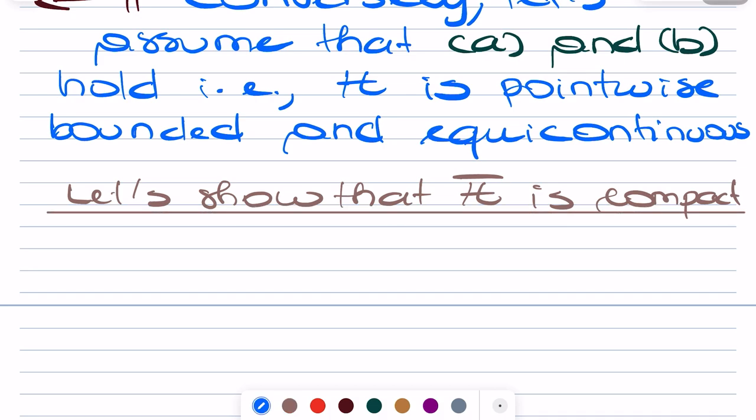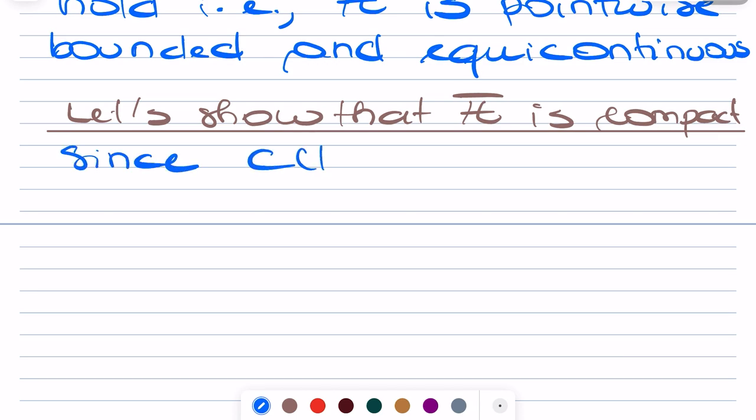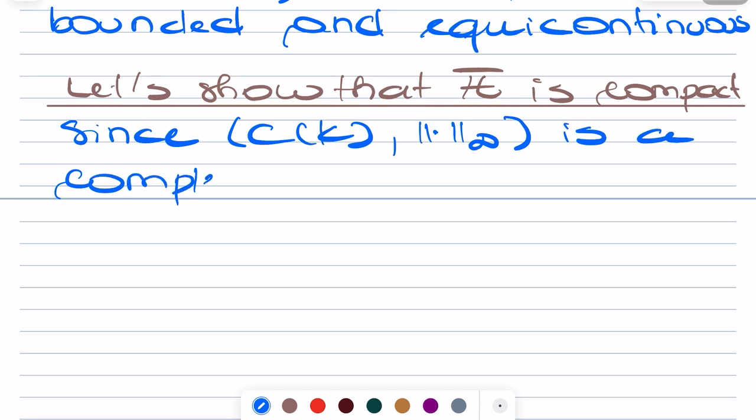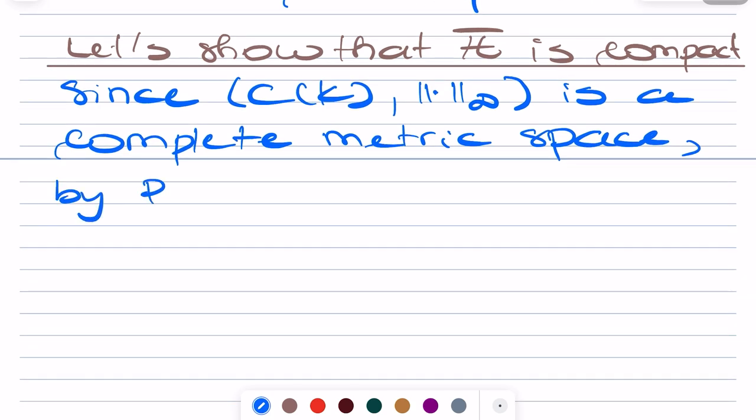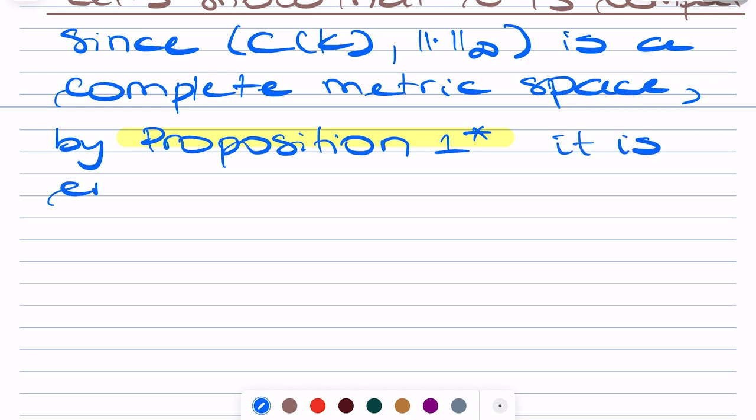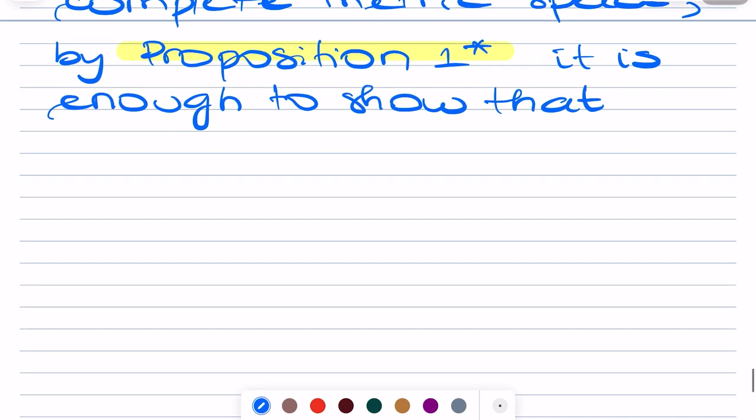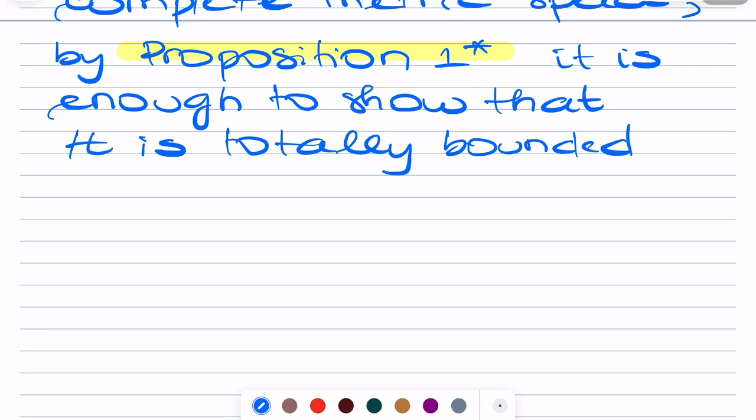Okay, good. So now observe that the space of continuous functions on the compact metric space K, endowed with this norm, is a complete metric space, by Proposition 1*, the very first proposition of our lecture. So by Proposition 1*, it is enough to show that H is totally bounded.